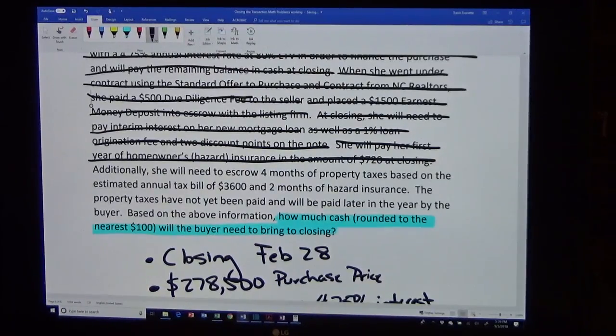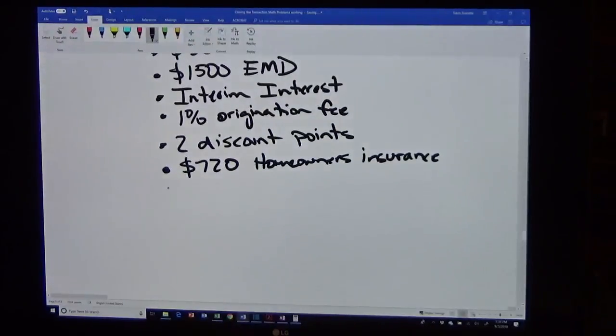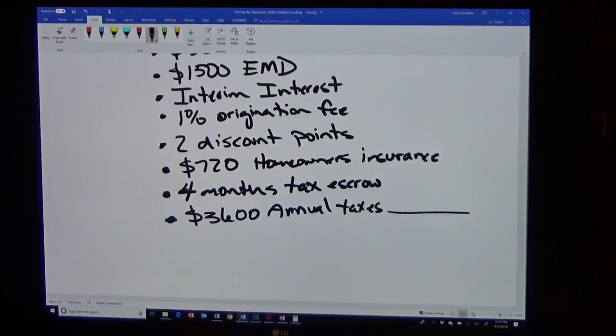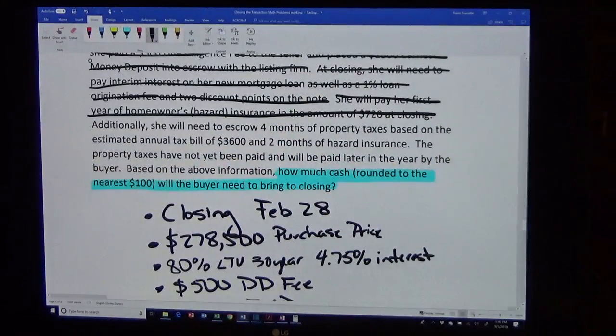Additionally, she will need to escrow 4 months of property taxes based on an annual tax bill of $3,600. Okay, so I'm going to write that as 4 months tax escrow. And I'm also going to do a separate one that says $3,600 annual taxes. We don't know who they're paid by yet or what's happened to them, so I'm going to leave a little blank there. We'll figure that out in a second. But we know that the taxes are $3,600 per year.